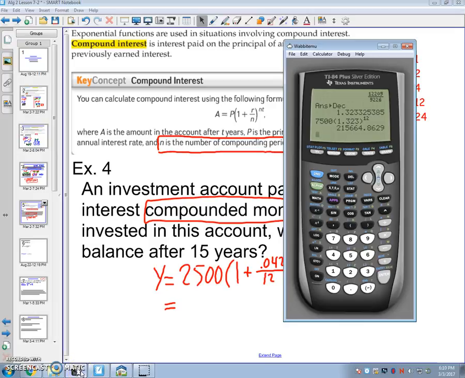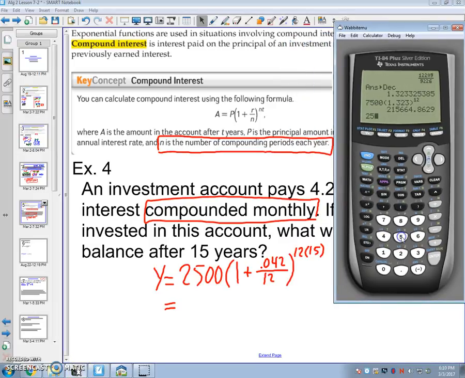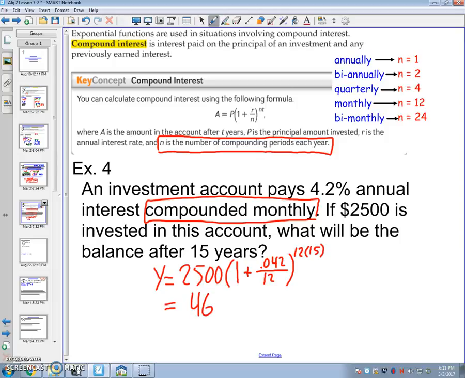So let me show you what happens here. If we do 2,500 times 1 plus the fraction 0.042 divided by N, to the N times T. That money grows to 4,688.87. All right, so after 15 years, this guy's money almost doubled, because double would be 5,000.